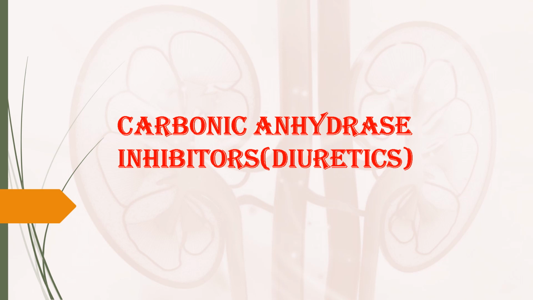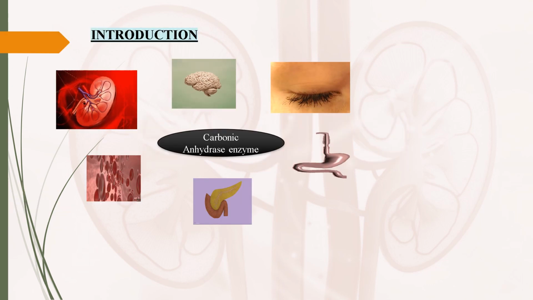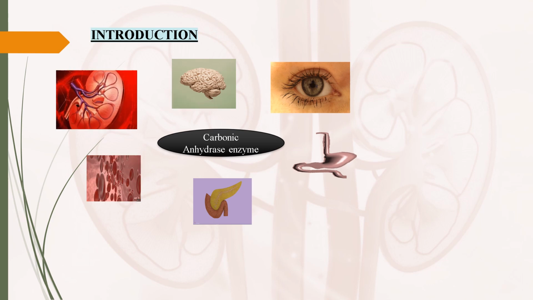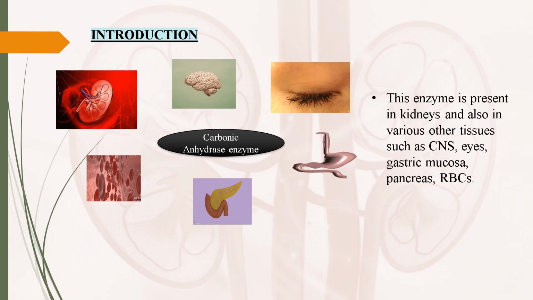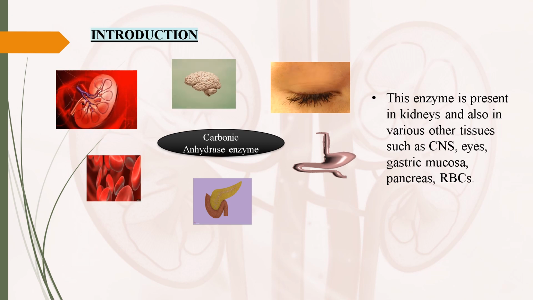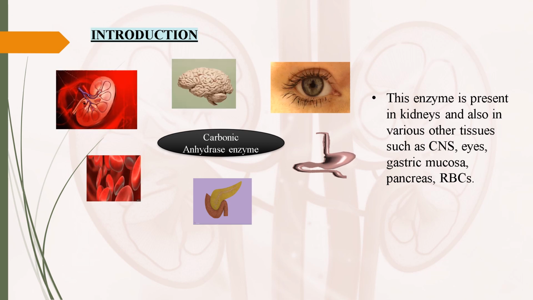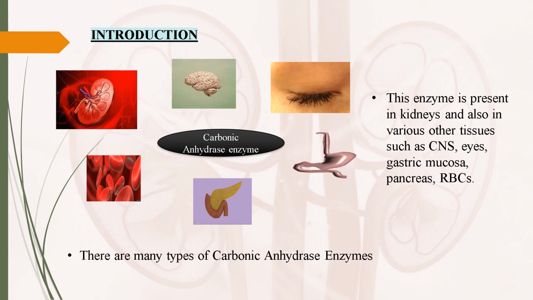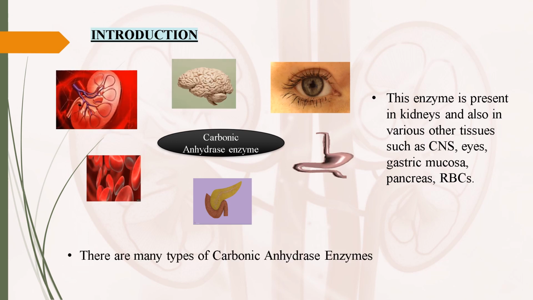Hi guys, I'm gonna deal with carbonic anhydrase inhibitors. Before going to carbonic anhydrase inhibitors, let us know something about carbonic anhydrase enzyme. This enzyme is present in kidneys and also in various other tissues such as CNS, eyes, gastric mucosa, pancreas, and red blood cells. There are many types of carbonic anhydrase enzymes.